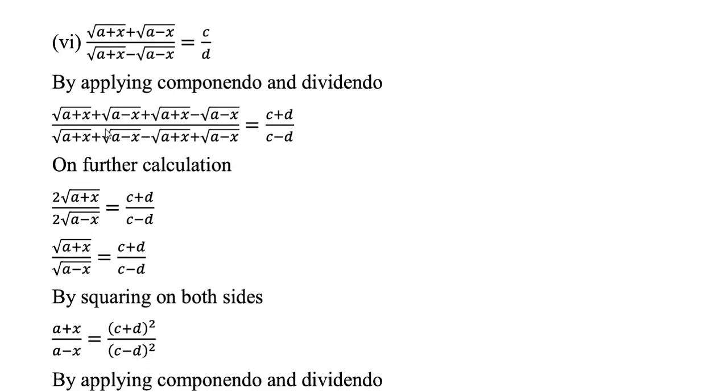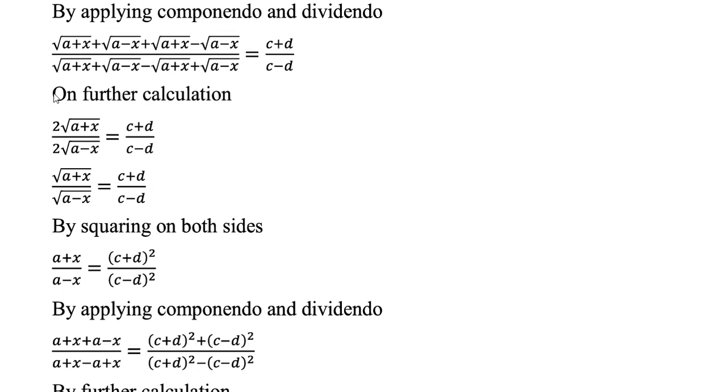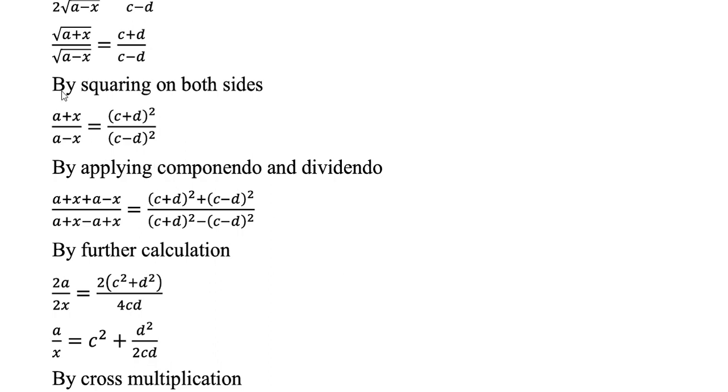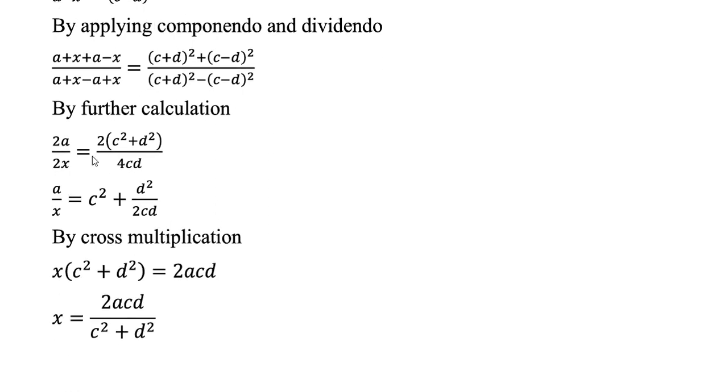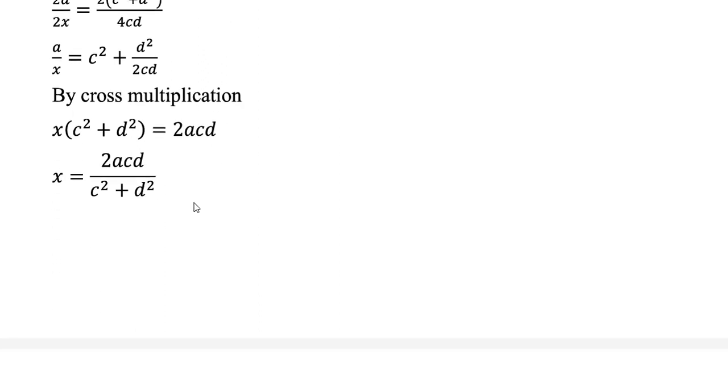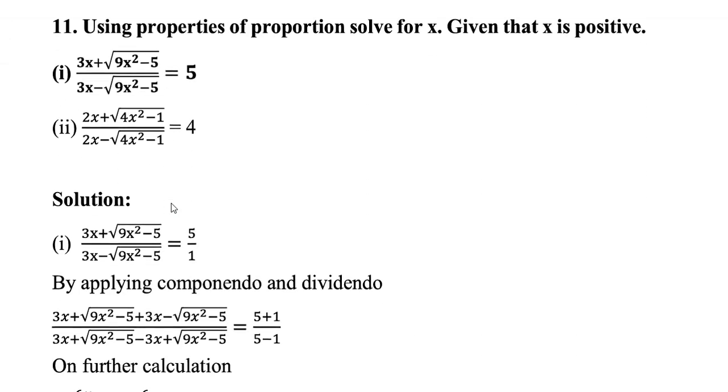Come to the next problem. This one divided by this one is equal to c by d. First we will apply componendo and dividendo. After that, a few steps of calculation. After that, squaring both sides. After that, again componendo and dividendo. After that, a few more steps of calculation. After that, cross multiplication. You will get x equal to 2acd divided by c square plus d square. Next, come to the next problem.